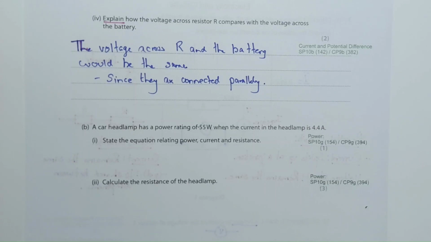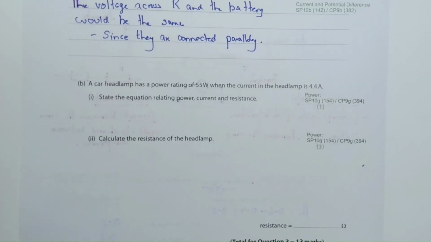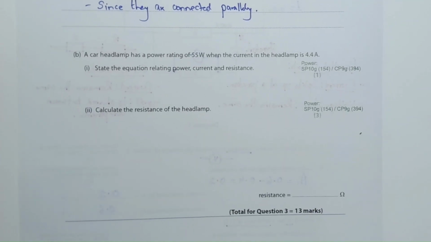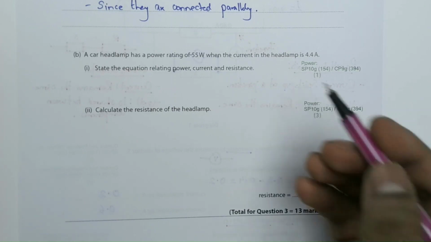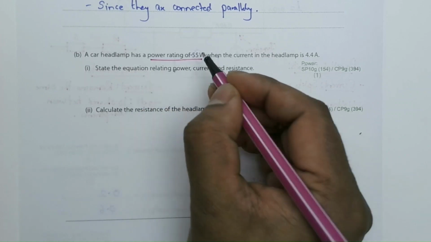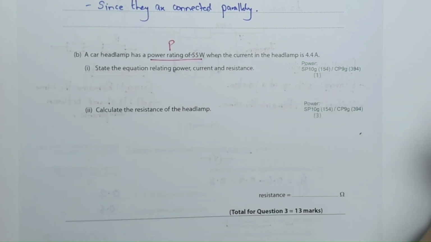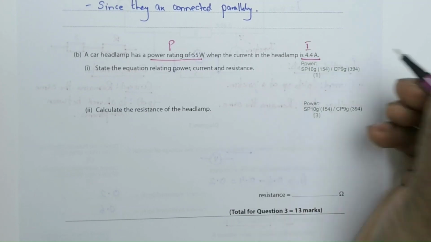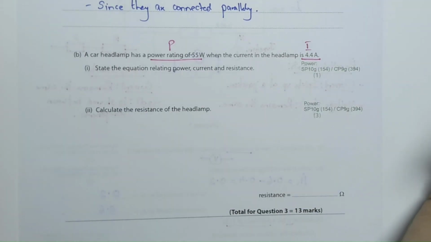Now for the next part of question 3, part B. A car headlamp has a power rating of 55 watts when the current in the headlamp is 4.4 amps. So they have given you the power rating. The symbol for power is P and the current is 4.4 amps. The symbol for current is I. State the equation relating to power, current and resistance.